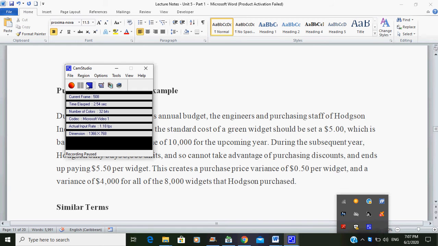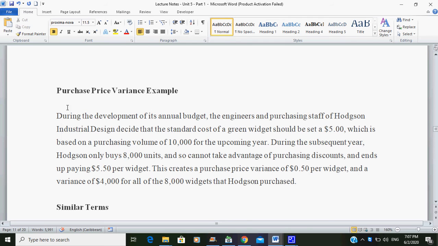Alright, now we look at a purchase price variance example. During the development of its annual budget, the engineers and purchasing staff of Hudson Industrial decided that the standard cost of a green widget should be set at $5, which is based on a purchasing volume of 10,000 units for the upcoming year. During the subsequent year, Hudson only buys 8,000 units and so cannot take advantage of purchasing discounts and ends up paying $5.50 per widget.